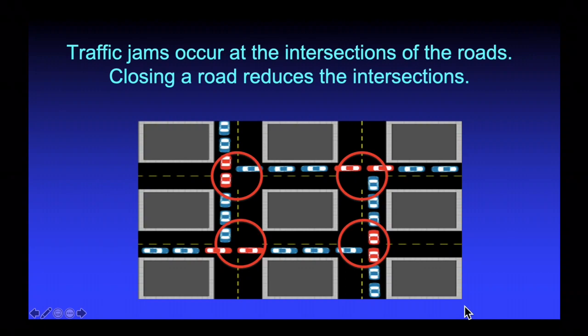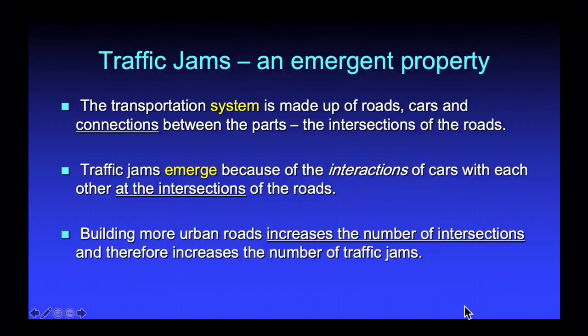Building a new road, if you think about building a road from corner to corner in this particular image here, you would just produce a lot more intersections and would aggravate the traffic jams, even though it would seem that the best way to get from one corner to another corner would be to build a road across the town, that actually it would increase the number of intersections and increase the traffic jams. Closing a road is what you want to do.